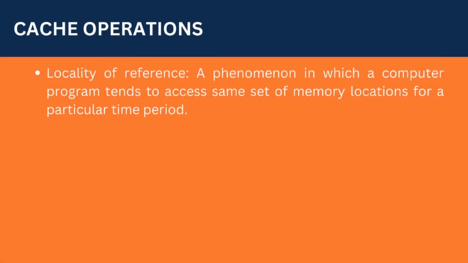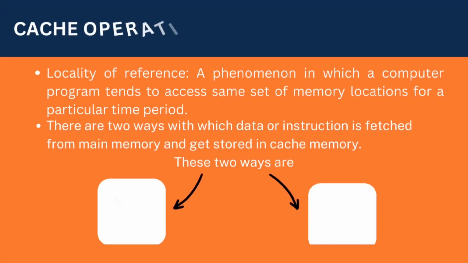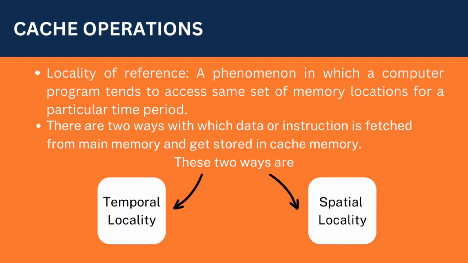Cache operations require the concept of locality of reference. A locality of reference is a phenomenon in which a computer program tends to access the same set of memory locations for a particular time period. In other words, it is the tendency of a computer program to access instructions whose addresses are near one another. Now there are two ways in which data or instruction is fetched from main memory and gets stored in cache memory. These two are temporal and spatial.